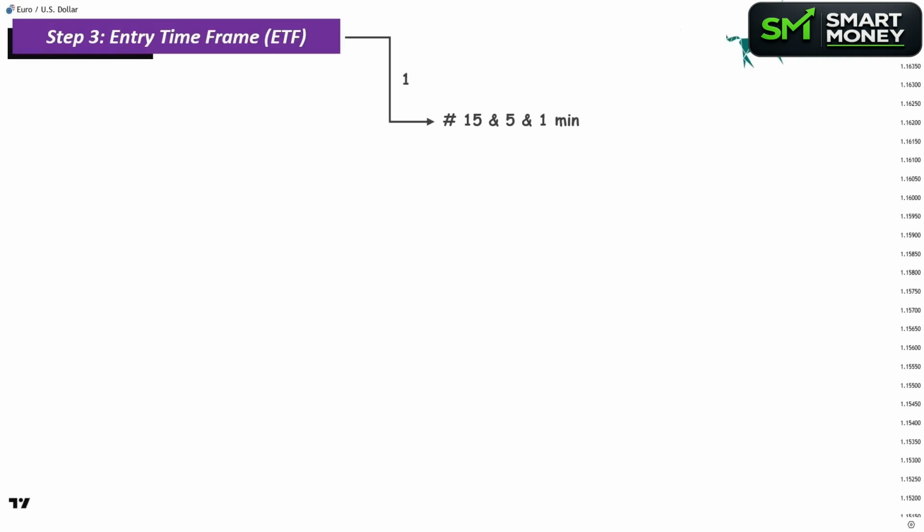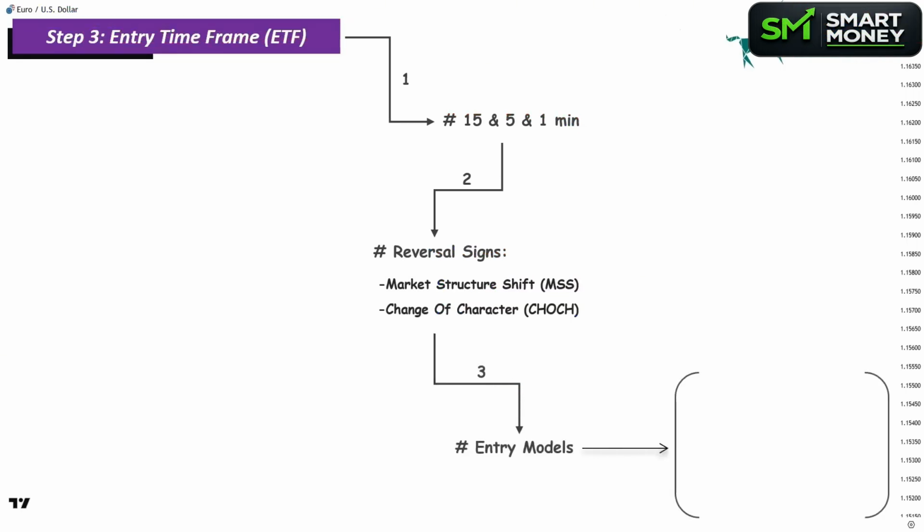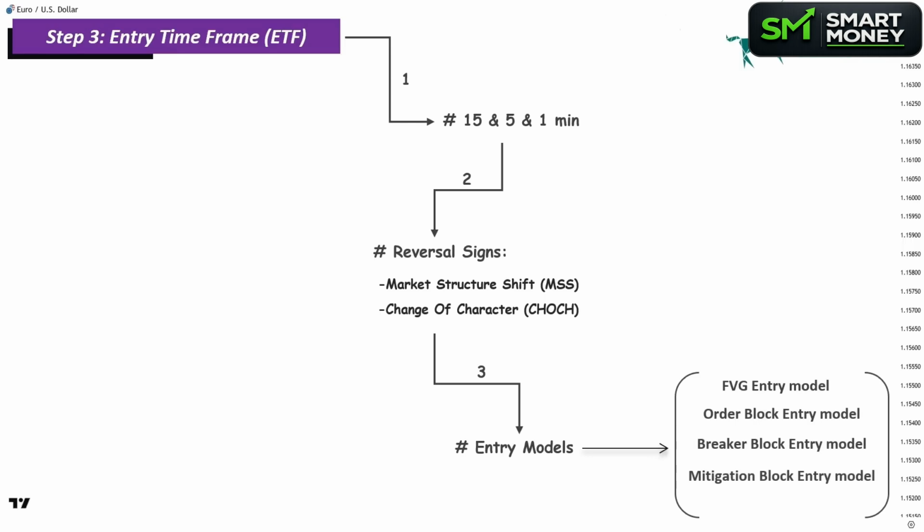Now, first things first. After zooming into the entry timeframe, we need to wait for price to tap into our analysis timeframe's area of interest and show signs of rejection. Once we see that rejection, the next step is to look for a market structure shift or a change of character. After the market structure shift is confirmed, the next step is to identify an entry model. This could be a fair value gap, an order block, a breaker block, a mitigation block, or an inversion fair value gap entry model. Which one you focus on depends on your trading model and personal preference.